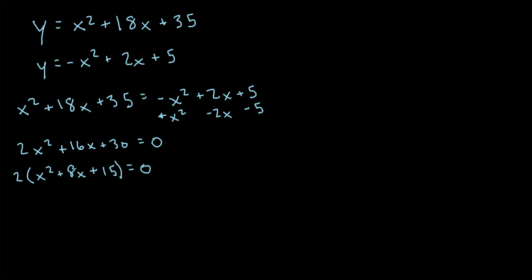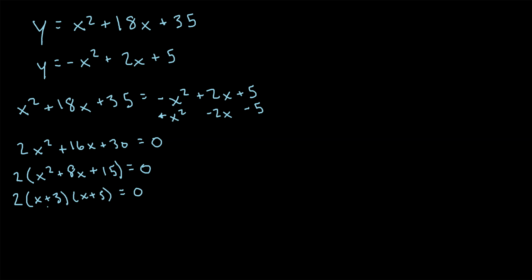So the way that we do that, if you'll recall, is we want to think of what values multiply to 15 but add to 8. So that would be 3 and 5. So we can write 2 times x plus 3 and x plus 5. So that's how we can factor these parentheses into these two smaller parentheses.